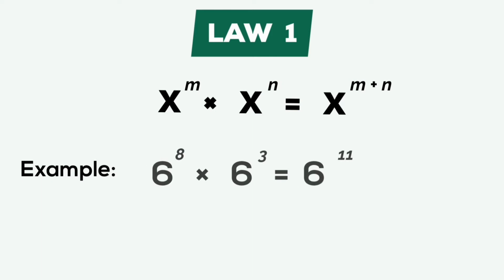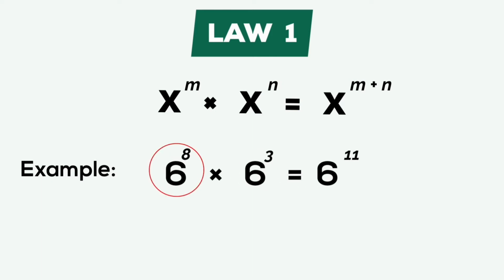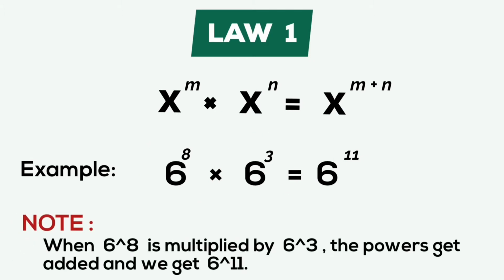For example, 6 to the power 8 multiplied by 6 to the power 3 is equal to 6 to the power 8 plus 3, that is 6 to the power 11. When 6 to the power 8 is being multiplied by 6 to the power 3, we get 6 to the power 8 plus 3 and that is 6 to the power 11.